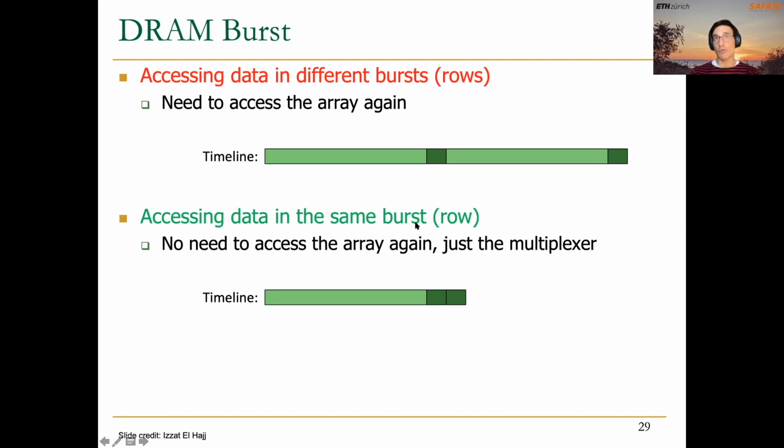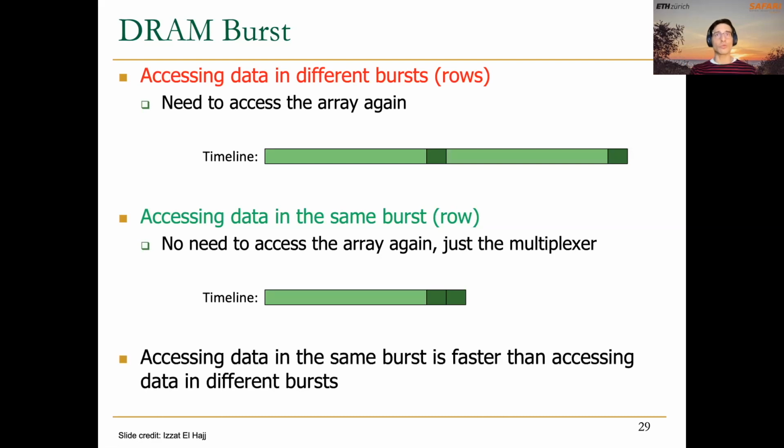When we access data from the same bars or the same row, things can be much faster, with much lower latency, because after having paid the long latency of opening a new row, we can access several elements or several cache lines one after the other. We are saving a large amount of time in comparison to the other case, where we have consecutive accesses to different bars or different rows. So accessing data in the same bars is faster than accessing data in different bars.